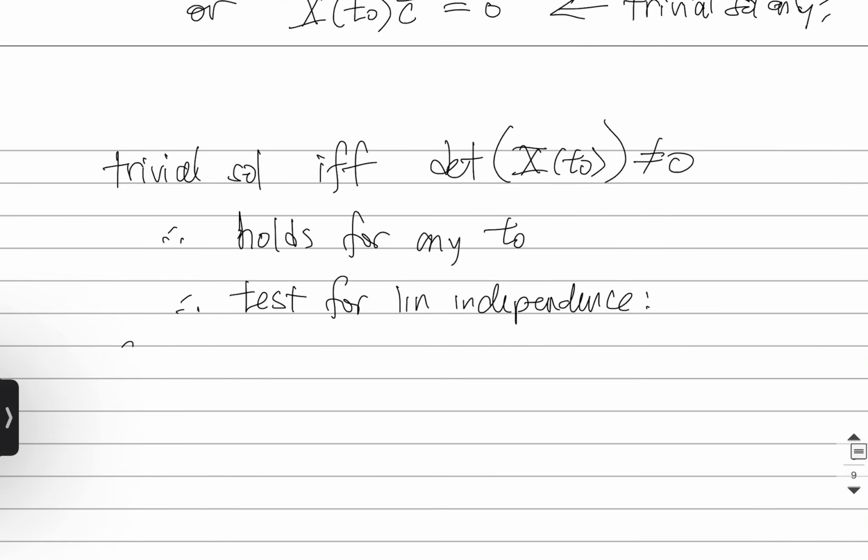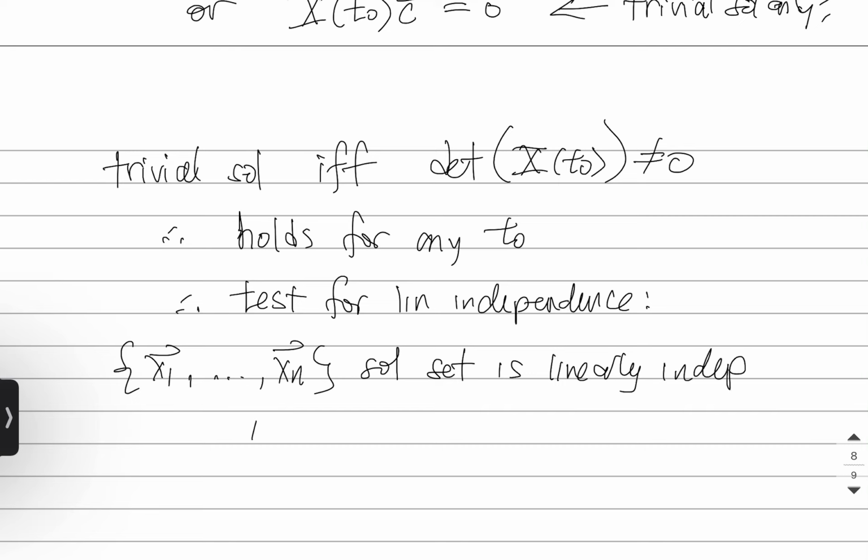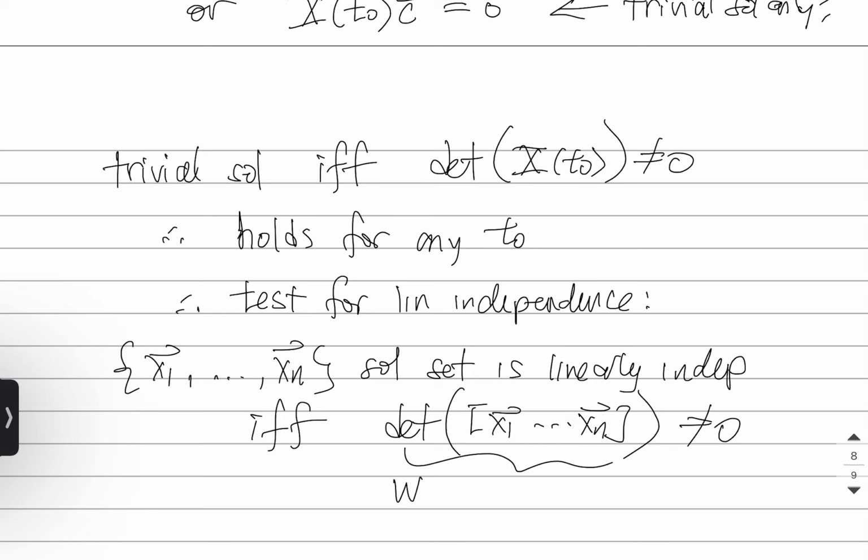This set, x1 through to xn, this solution set is linearly independent if and only if the determinant of the matrix that holds all of those solutions as its columns isn't 0. And as before, we are going to call this thing the Wronskian.